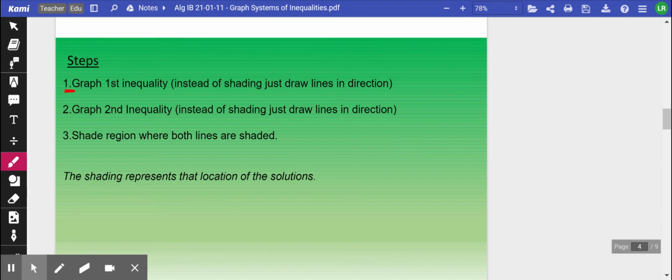Now, instead of shading, you're just going to want to mark which direction, which side, we're starting with. You'll see what I mean when we go through some examples. But I'm not going to actually do my shading, not yet. I need to know where they both are. We go back to our and/or statements. Systems of inequalities are and statements. It has to work for both. Once I'm done with that, I'm going to graph the second one. Instead of doing the shading, I'm just going to sketch lines in that direction. And the place that gets shaded is where they both meet.